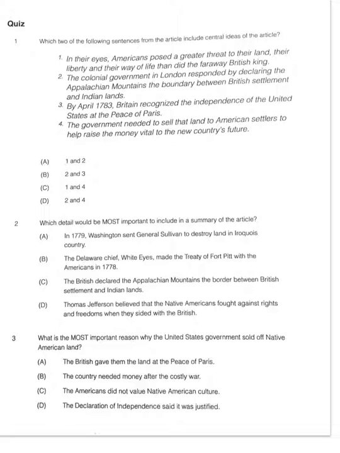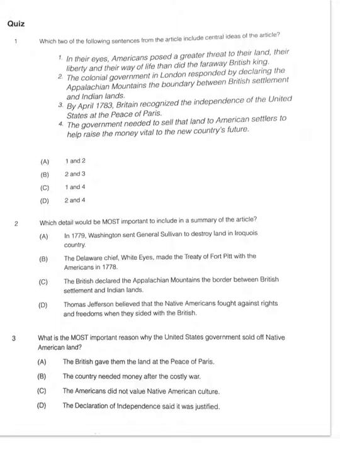2. The colonial government in London responded by declaring the Appalachian Mountains the boundary between British settlement and Indian lands. 3. By April 1783, Britain recognized the independence of the United States at the Peace of Paris. Number 4. The government needed to sell that land to American settlers to help raise money vital to the new country's future. So is it A, 1 and 2 are the central ideas of the article? B, 2 and 3 are the central ideas of the article? Is it C, 1 and 4 are the central ideas of the article? Or is it D, 2 and 4 are the central ideas of the article?